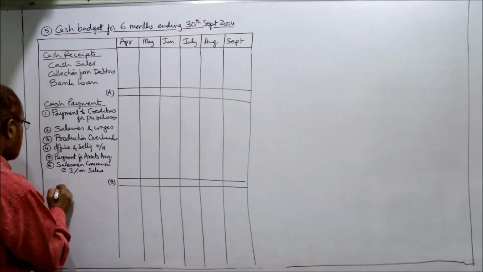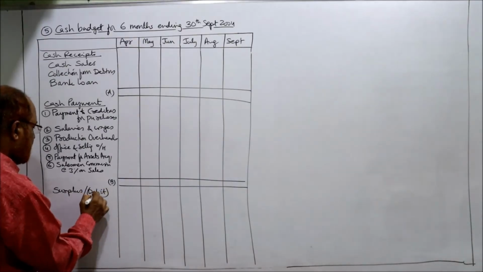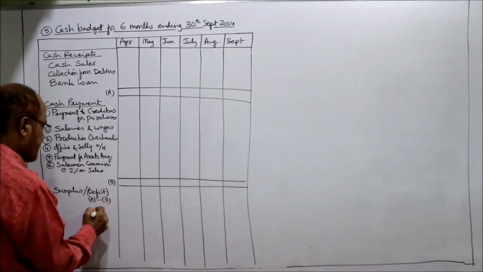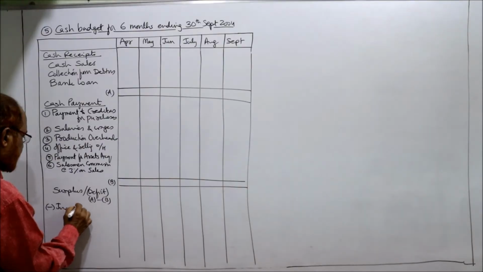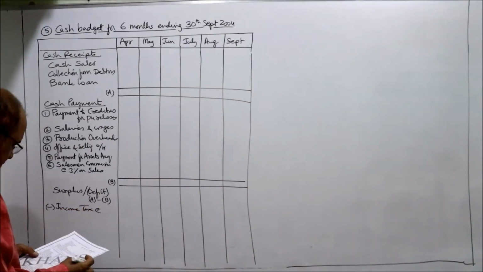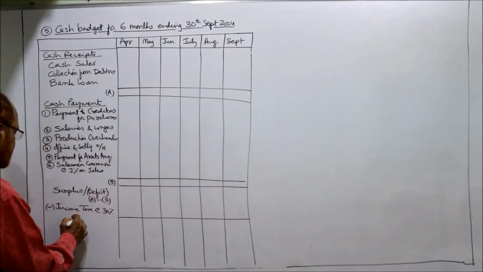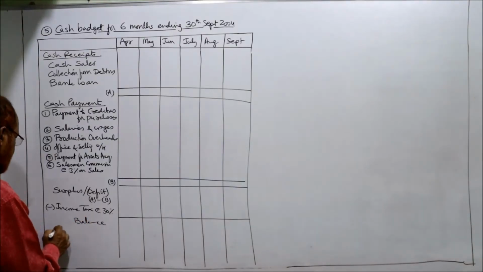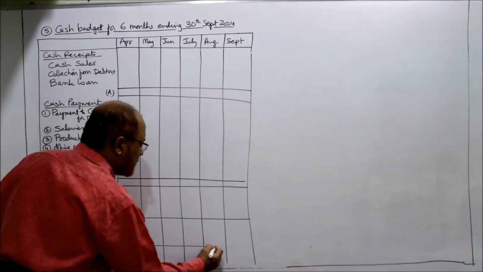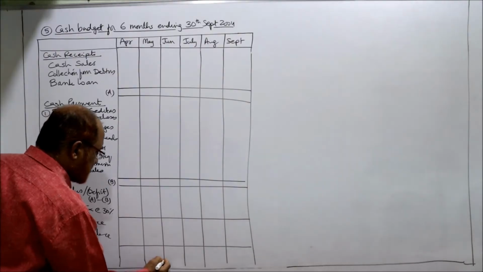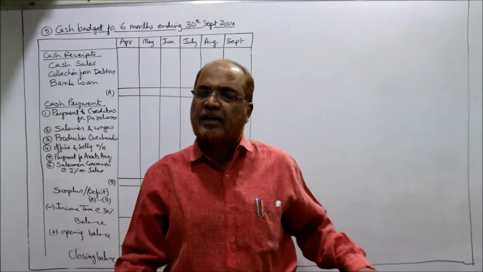This is B. Surplus or deficit, A minus B. From this we deduct income tax at the rate of 30%. Then we'll get the balance. To this we add opening balance. We'll get the closing balance. Closing balance, that's it. So this is the complete format of the cash budget.